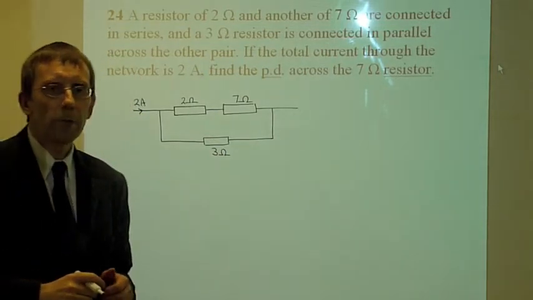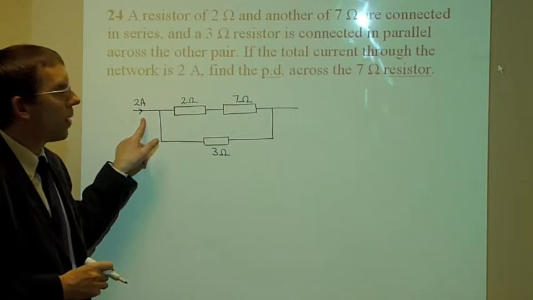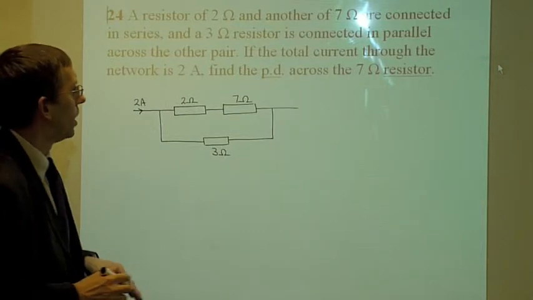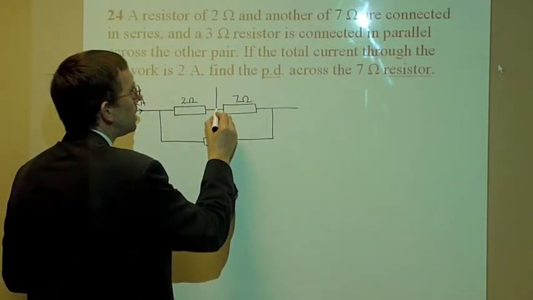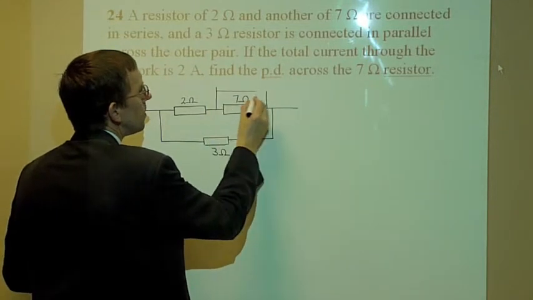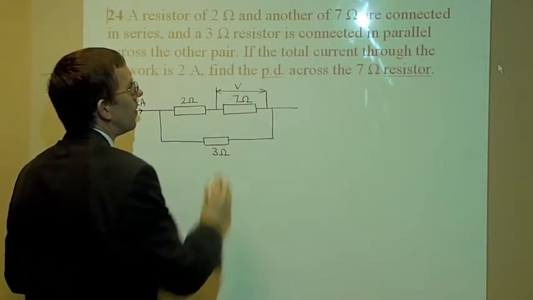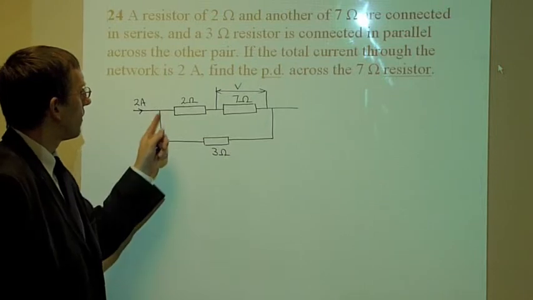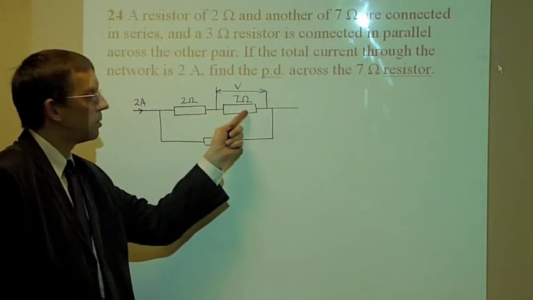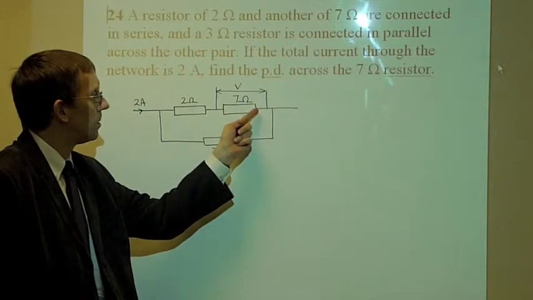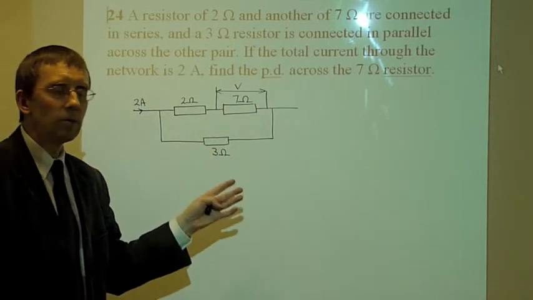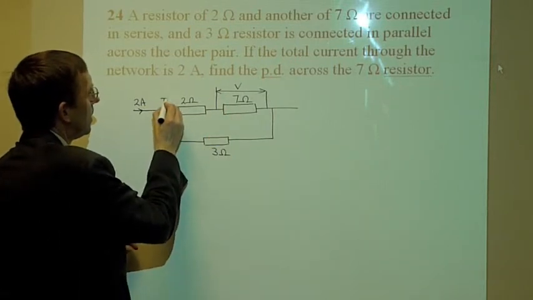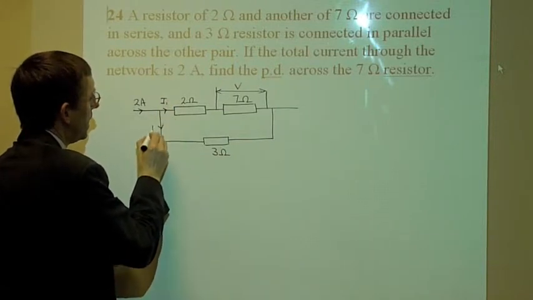Okay, so there's my arrangement of resistors, and I've got 2 amps flowing into the system. Now the bit the question is asking me is what is the voltage from there to there? So to work that out, I'm going to have to find the current that's flowing through this resistor, the current that's flowing in this branch, so I can use V equals I times R to find that voltage. So I'll call this current here I1 and this current here I2.